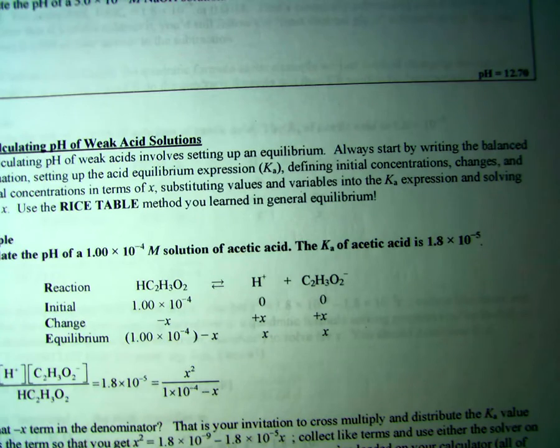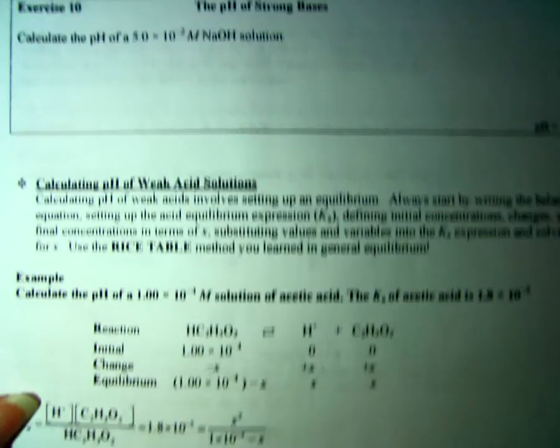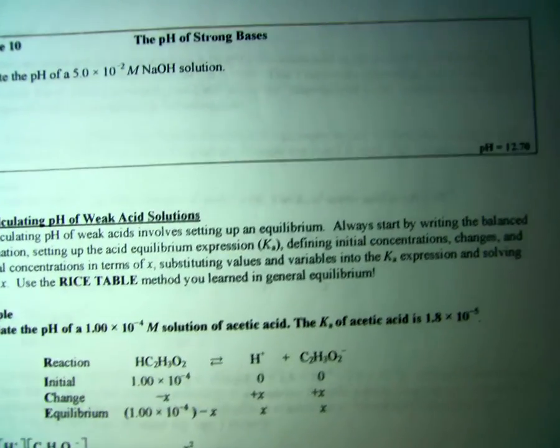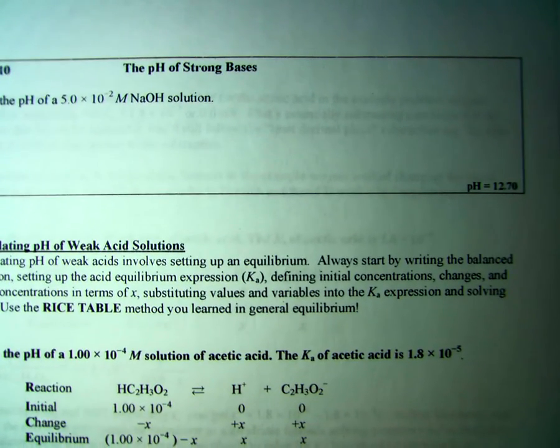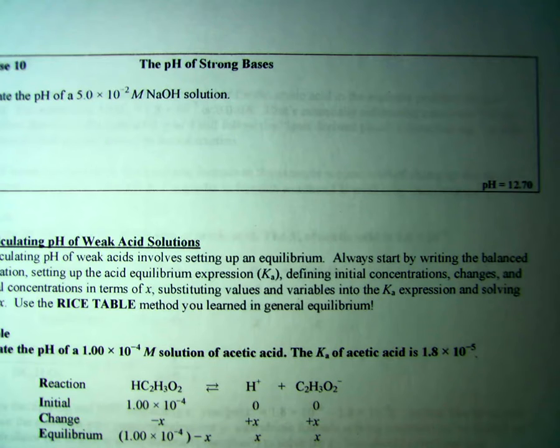All right, exercise 10. Calculate the pH of a 5 times 10 to the negative second molar sodium hydroxide solution. Well, this tells you pH of strong base, so you know it's a strong base, but is sodium in the first two columns of the periodic table? Yes. And it's a hydroxide of group 1.